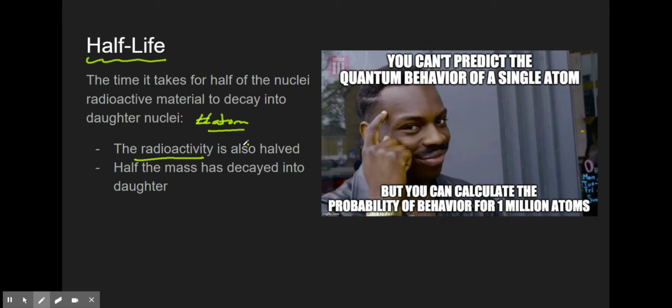We could talk about the radioactivity, maybe measured on a Geiger counter. So for example, a Geiger counter might give us 50 clicks on our Geiger counter every minute. So we wait for a half-life, we would then expect half the number of clicks per minute.